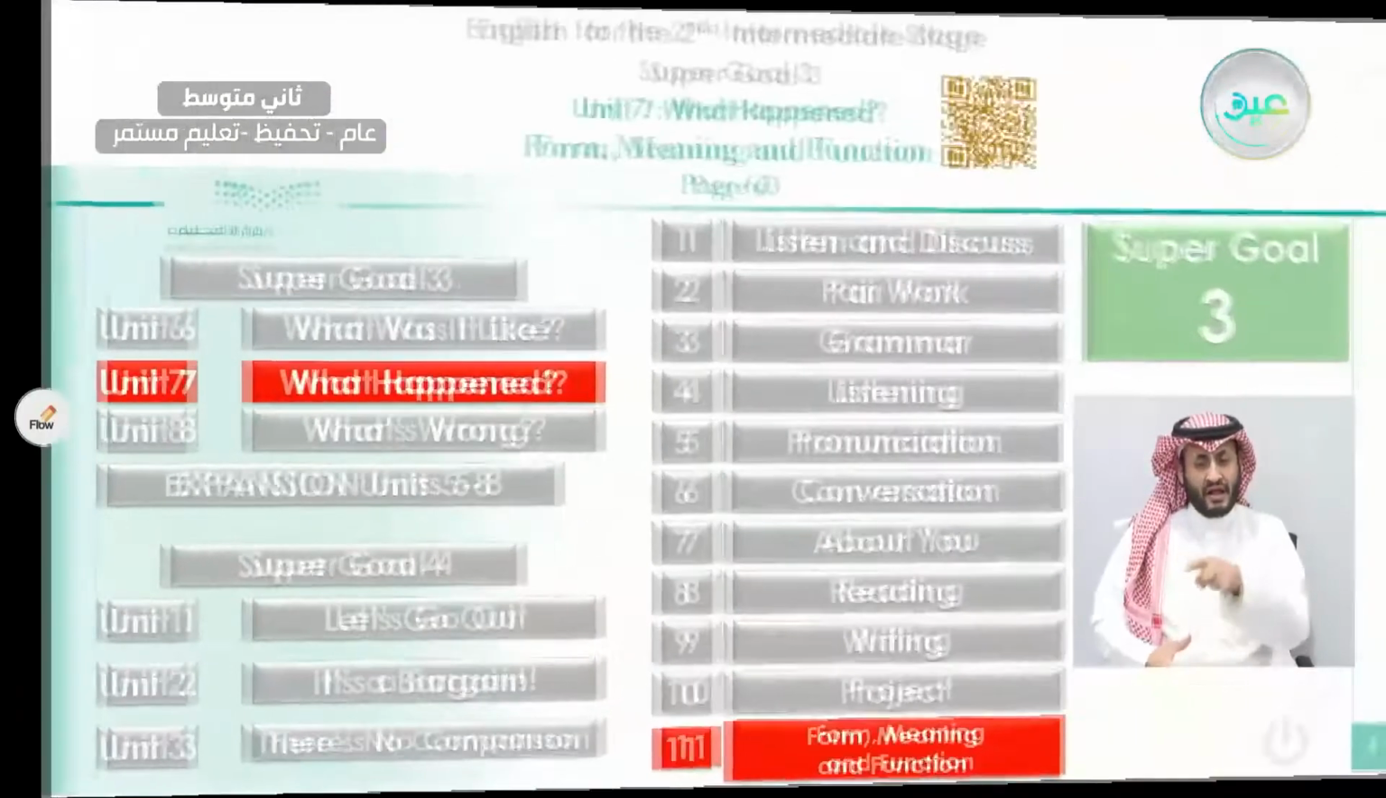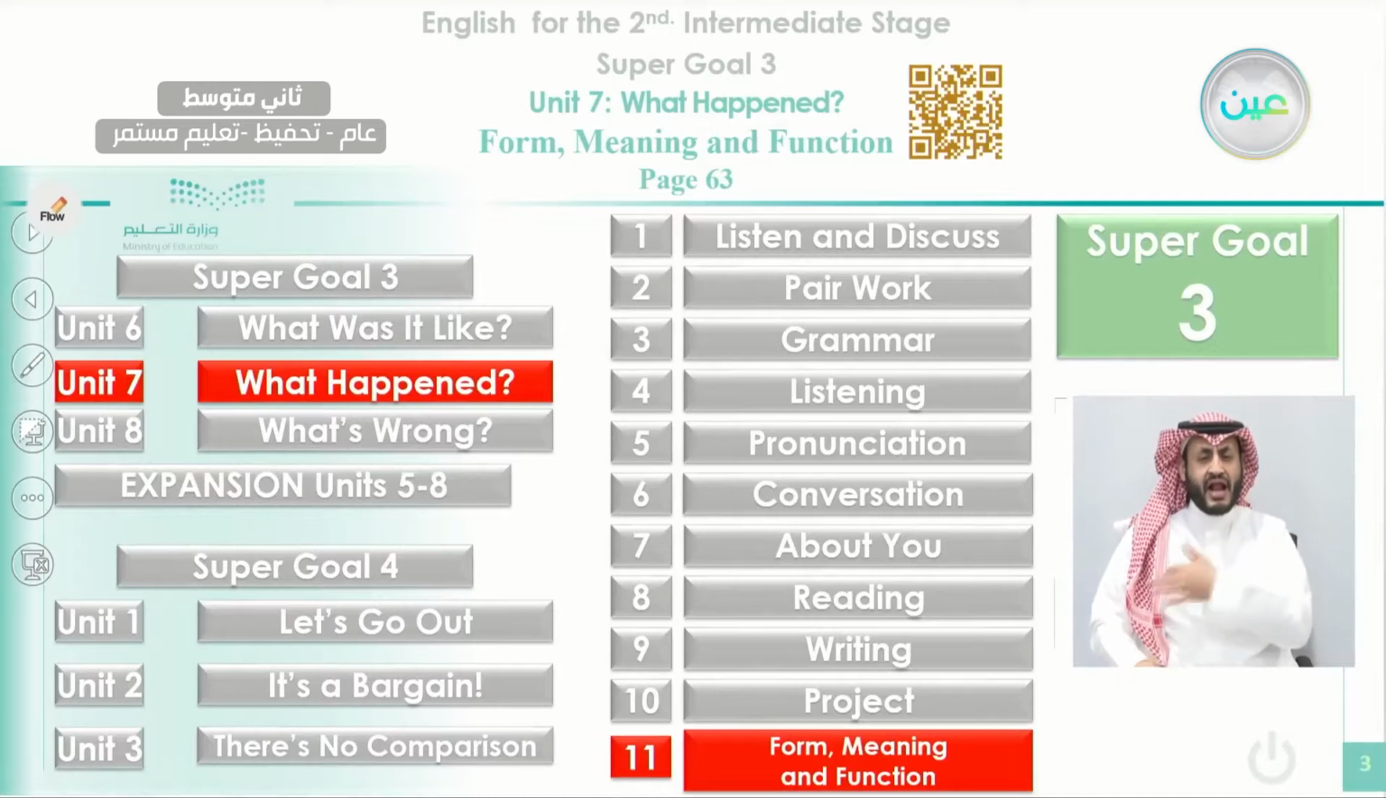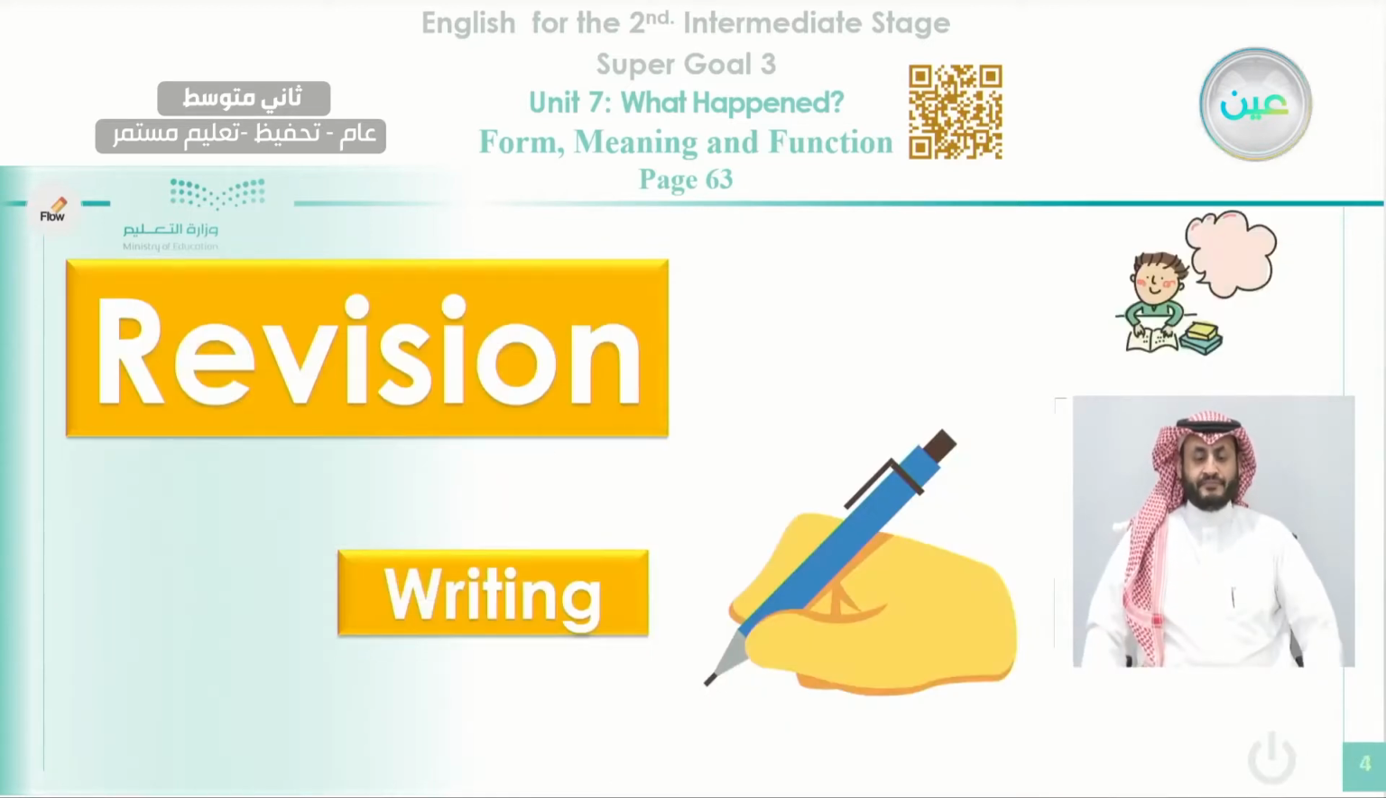Okay? We are at the last step in this unit, Unit 7, as you can see here. This is the unit that we have been studying for a week now, and now we are at the last step, and the last step is section number 11. The title of this section is Form, Meaning and Function. Okay, Unit 7, section 11. Before we start, as always, we will make a quick review on the previous lesson.